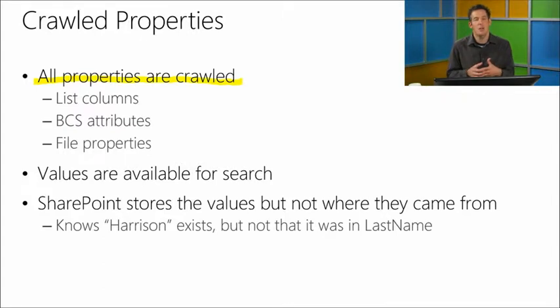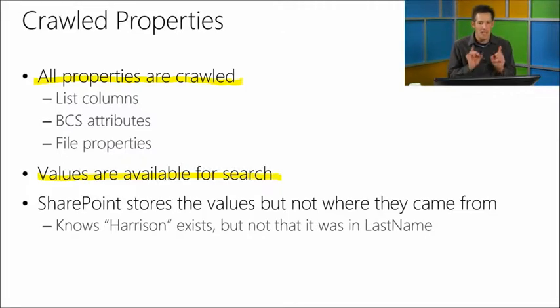And if you decide that you're going to go in and, say, start crawling BCS, which is one of the great reasons to use BCS, all of the attributes inside of there are going to be crawled. So everything that SharePoint sees, as long as it has some way of reading the value, reading the data, all of that is going to be crawled. And thus, in turn, all of the values that are inside of there are going to be available for search. So regardless of where it came from, it's going to be available for search.